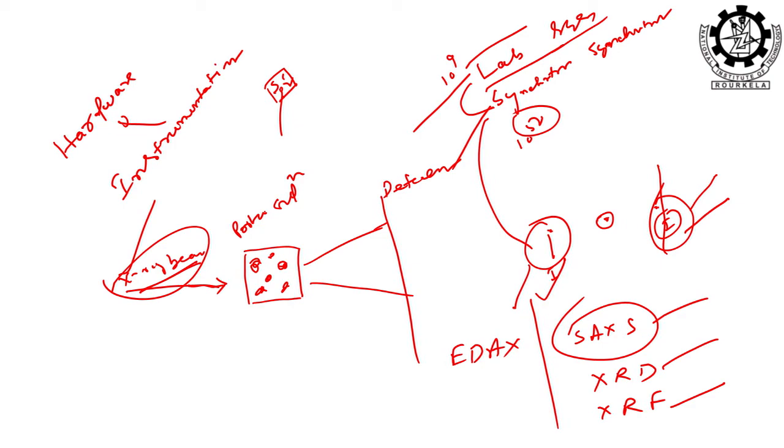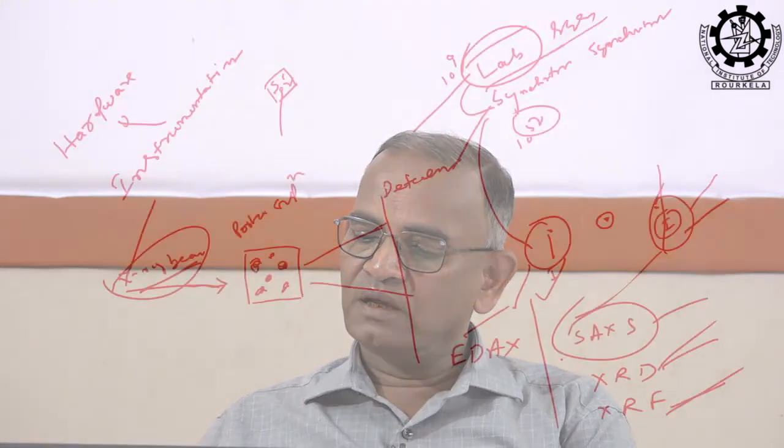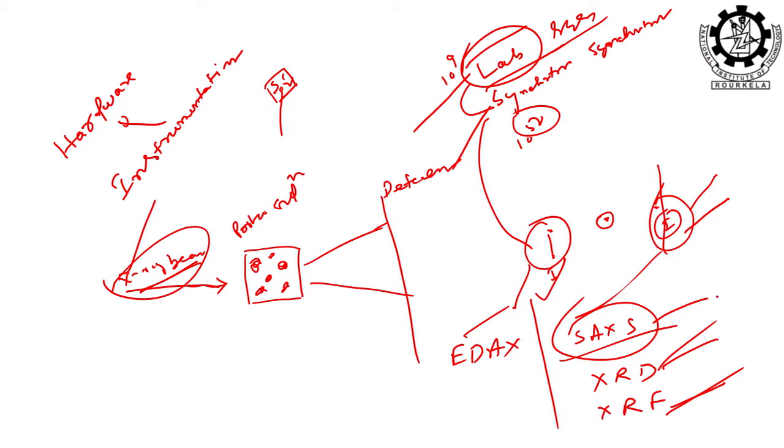Because in a lab system all are there, SAX is there, XRD is there, XRF is there, EDAX is there, and many more, but they are not as powerful as a synchrotron. Everything is there in the lab, but not as powerful as synchrotron radiation. That is why people, if required, will go there and work. So this SAX is a must. Every synchrotron radiation center across the globe must have the SAX beamline.